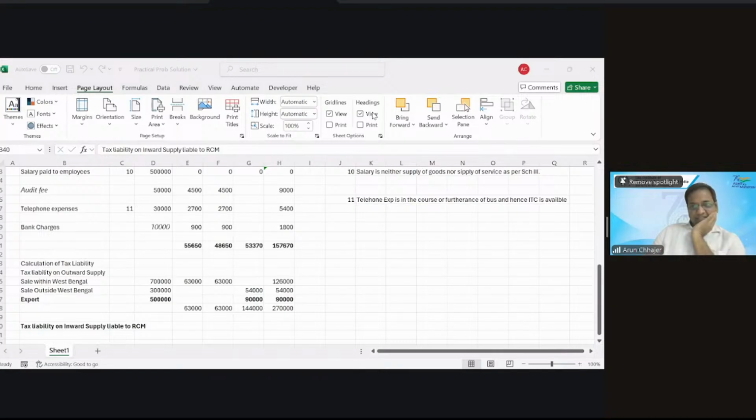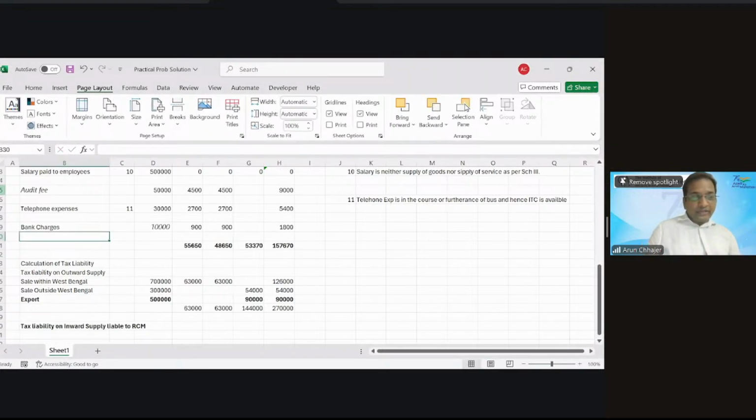Any mistake I have done in this calculation? Okay. What is the mistake? Because it is export under LUT. And we all know if it is under LUT, then there will be no liability.